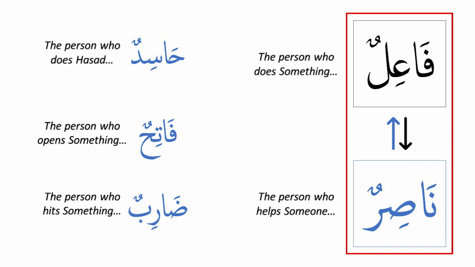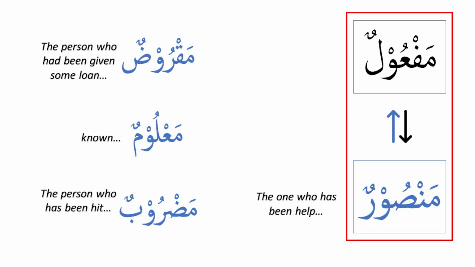In the same way, the name of somebody upon whom the action is being done takes the form of maf'ulun. So, Mansurun, the one who has been helped. Madrubun, the person who has been hit. Maqrudun, the person who had been given some loan. Ma'lumun, so what that is known.